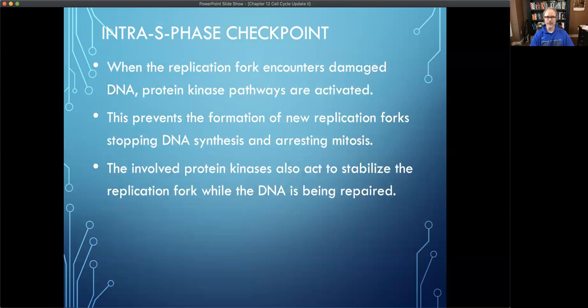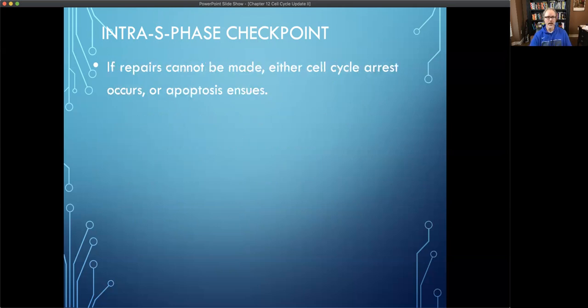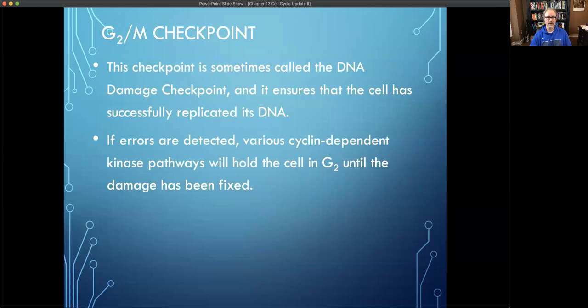And basically what's happening is you'll learn about a replication fork when we talk about DNA replication. And when this thing encounters damaged DNA or some sort of an error, that's going to get a series of chemical reactions going that's going to stop mitosis. It's going to stop DNA replication, and it's going to attempt to fix that problem. And again, as I mentioned a couple of times now, apoptosis will ensue. That's programmed cell death if you can't fix the damage to the cell.